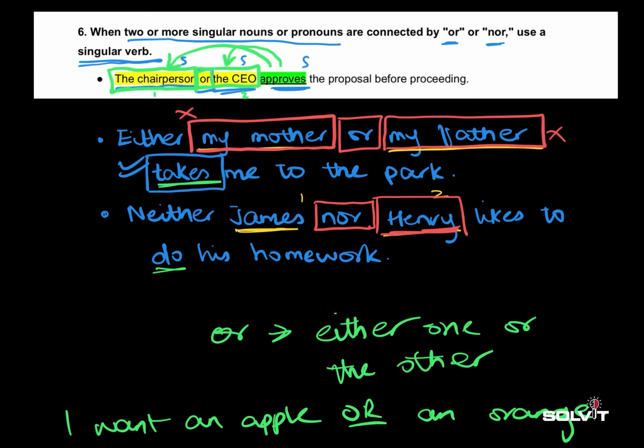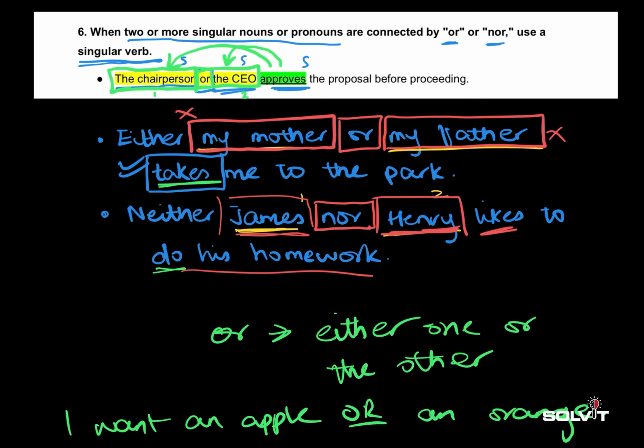James likes to do his homework, okay? So we're not going to say James like to do his homework, okay? We're not going to say James liked to do his homework. And similarly, if we omit the first one, we're not going to say that Henry liked to do his homework. We're going to say Henry likes to do his homework. Therefore, even though there are two subjects over here, we're going to treat them as singular because it's either one or the other. It's not both of them together. Whatever action is being done in the sentence, for example, doing his homework, it's being done by one subject, not both the subjects together.